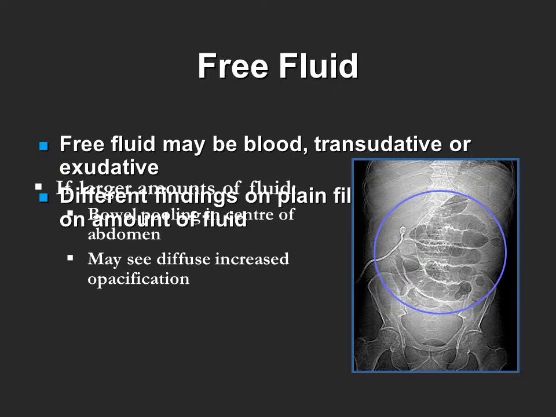There are different findings on abdominal plain films depending on the amount of fluid present. As seen in the plain film shown on the right, bowel may pool in the center of the abdomen where there are larger amounts of free fluid in the abdominal cavity. In addition, there may be increased opacification on the abdominal plain film if larger amounts of fluid are present.